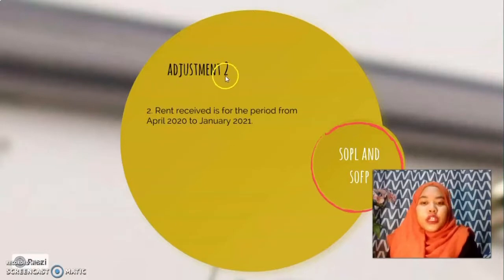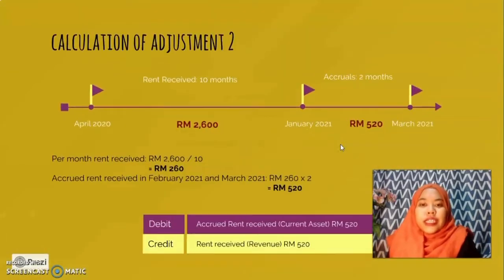Furthermore, we will look into adjustment 2, where it clearly shows us that Bubble Chip Enterprise has not fully received its rent. As you can see, there is a timeline to clearly show you that Bubble Chip Enterprise has only received rent for 10 months amounted to 2,600. Meanwhile, they have yet to obtain another 2 months of rent, which amounted to 520. This is called accrual. So, how we calculate accrual is shown here.